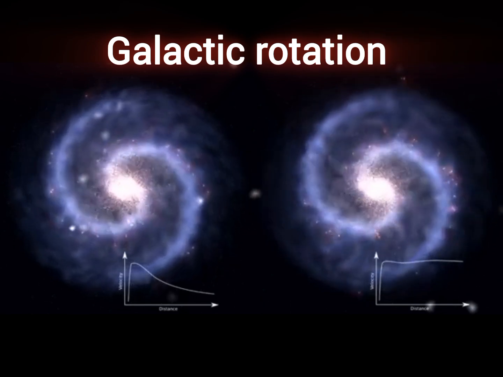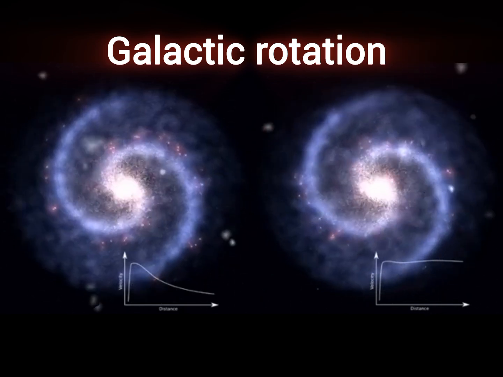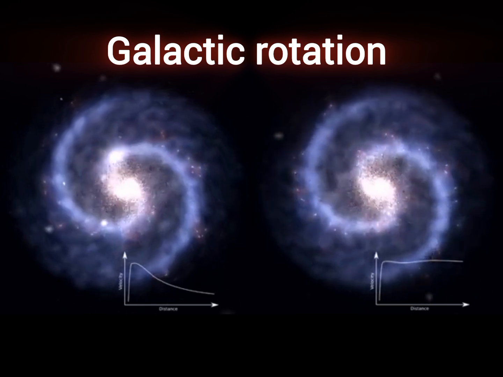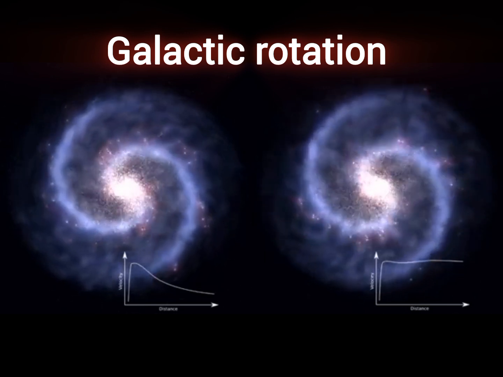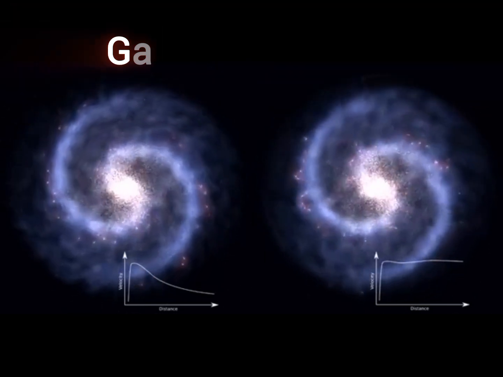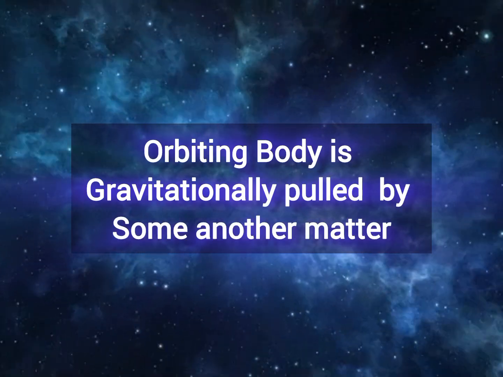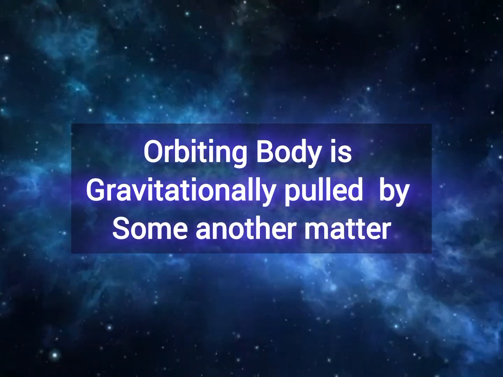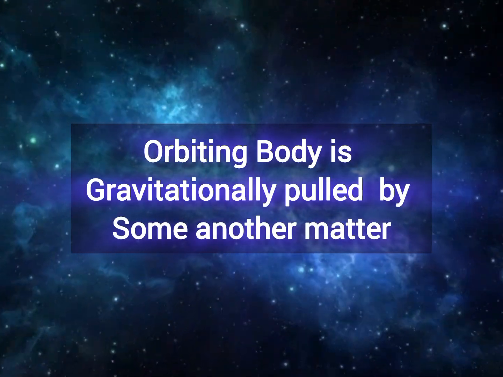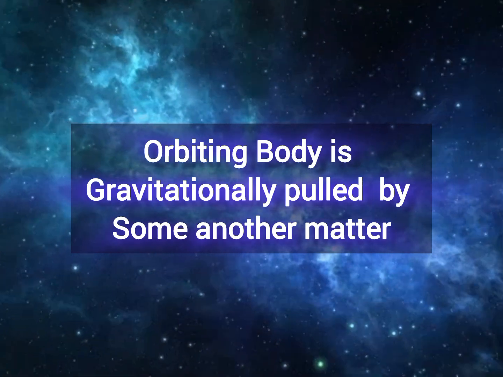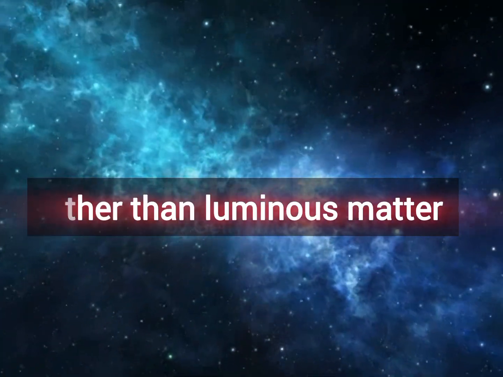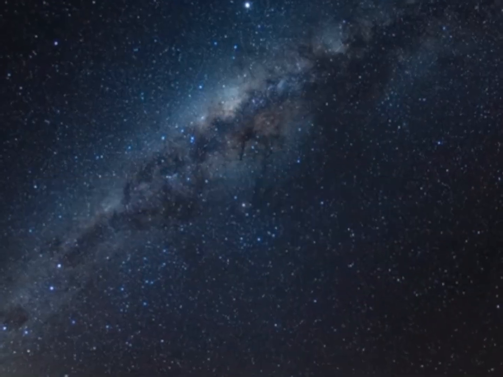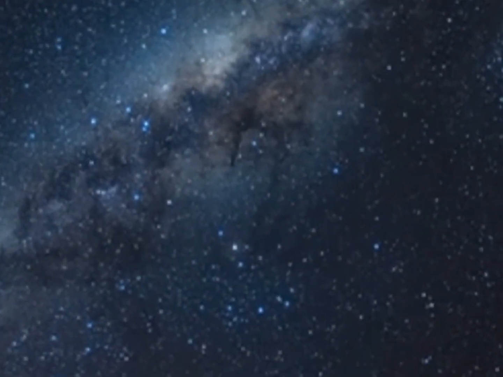The surprising discovery was that as the distance from the center of the galaxy increased, the velocity of the orbiting body was observed to stay at a constant peak value. This indicates that the orbiting body is gravitationally pulled by some other form of matter other than the luminous matter. Hence, it constitutes direct evidence for dark matter. Many subsequent studies confirm this discovery.